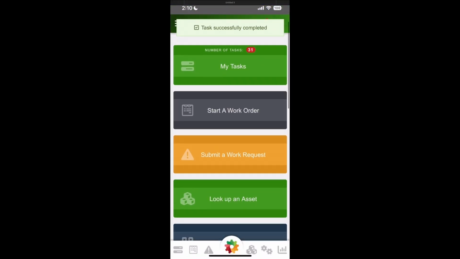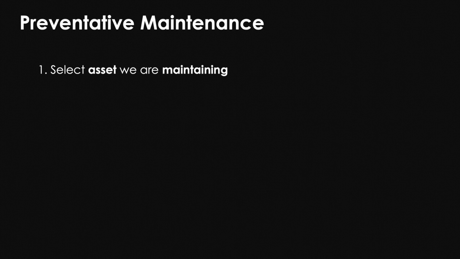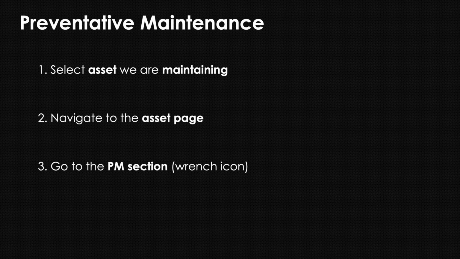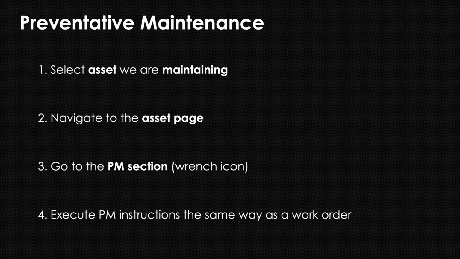You successfully completed your first work order, and you now know how to log your work for an emergency repair, scheduled repair, or miscellaneous request. Let's learn how to log a preventative maintenance. As an overview, we will select the equipment we are maintaining, navigate to the asset page, go to the PM section, and then follow all of the PM instructions, just like a work order.